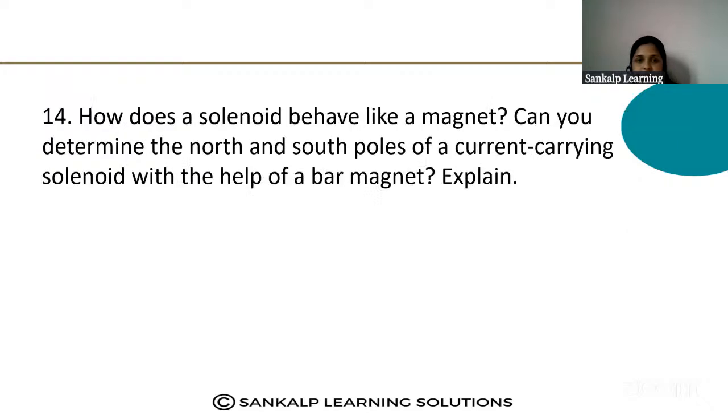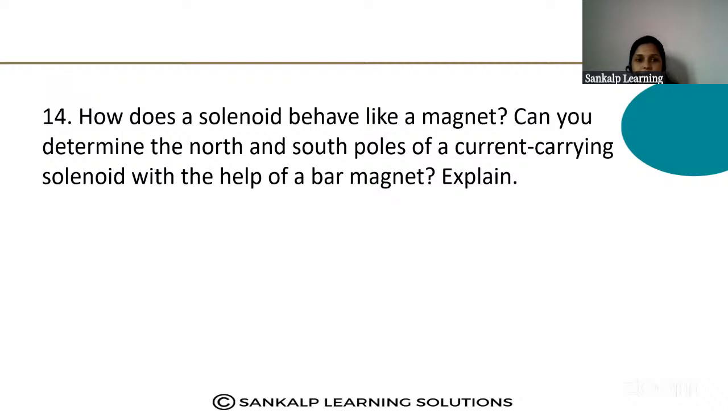Next question. How does a solenoid behave like a magnet? Can you determine the north and south poles of a current carrying solenoid with the help of a bar magnet? Explain. So when the current passes through the solenoid, it acts as a magnet. How can we determine the south and north pole of the solenoid?